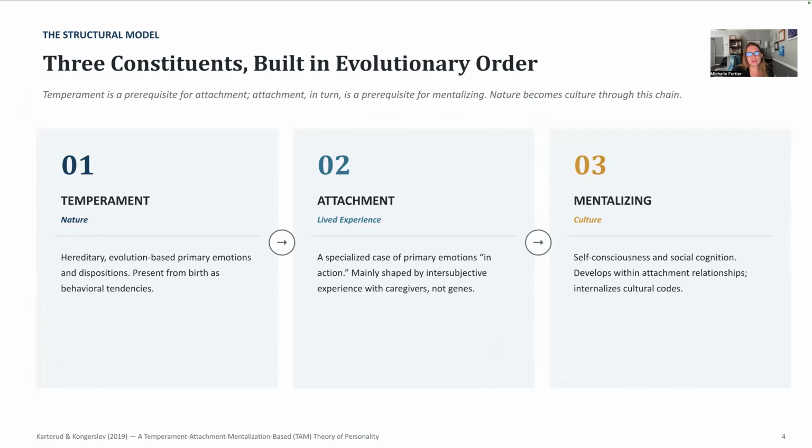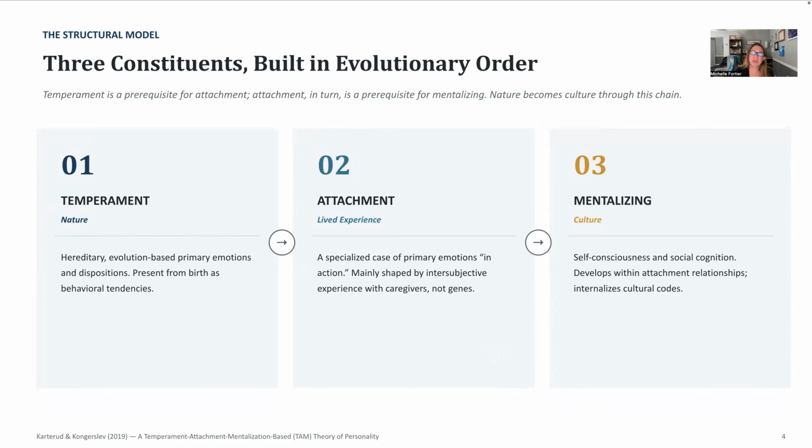Then we go over to the structural model, three constituents built in evolutionary order. Temperament is a prerequisite for attachment. Attachment, in turn, is a prerequisite for mentalizing. Nature becomes culture through this chain. So the first is we have our temperament, nature, how we're born. These are hereditary, and they're evolution-based primary emotions and dispositions. They are present from birth as behavioral tendencies. So we are all born with a temperament.